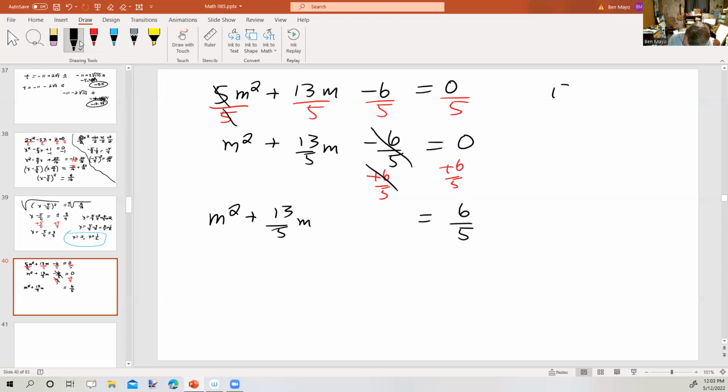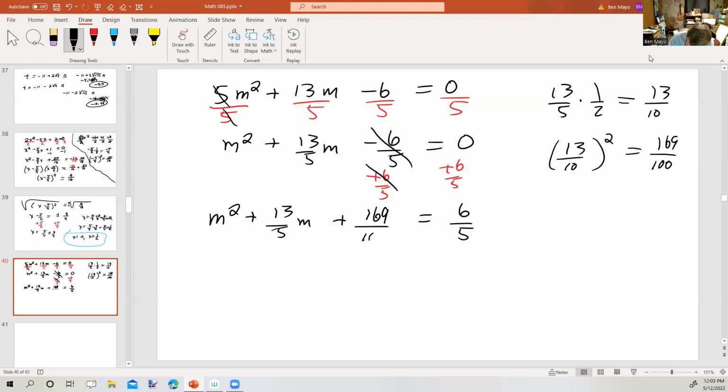Then we'll take the coefficient of m, cut it in half, either divide by 2 or multiply by 1/2. So we get 13/10. Square the result, we get 169/100, which we add to both sides of the equation. And I'll pause there for you to catch up.